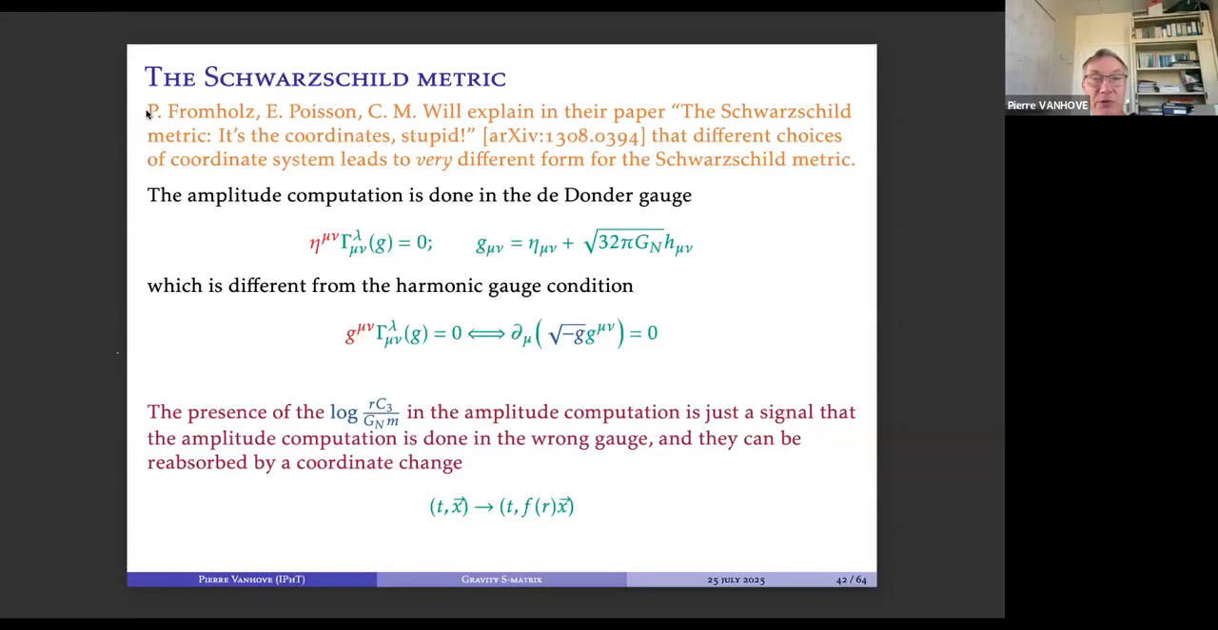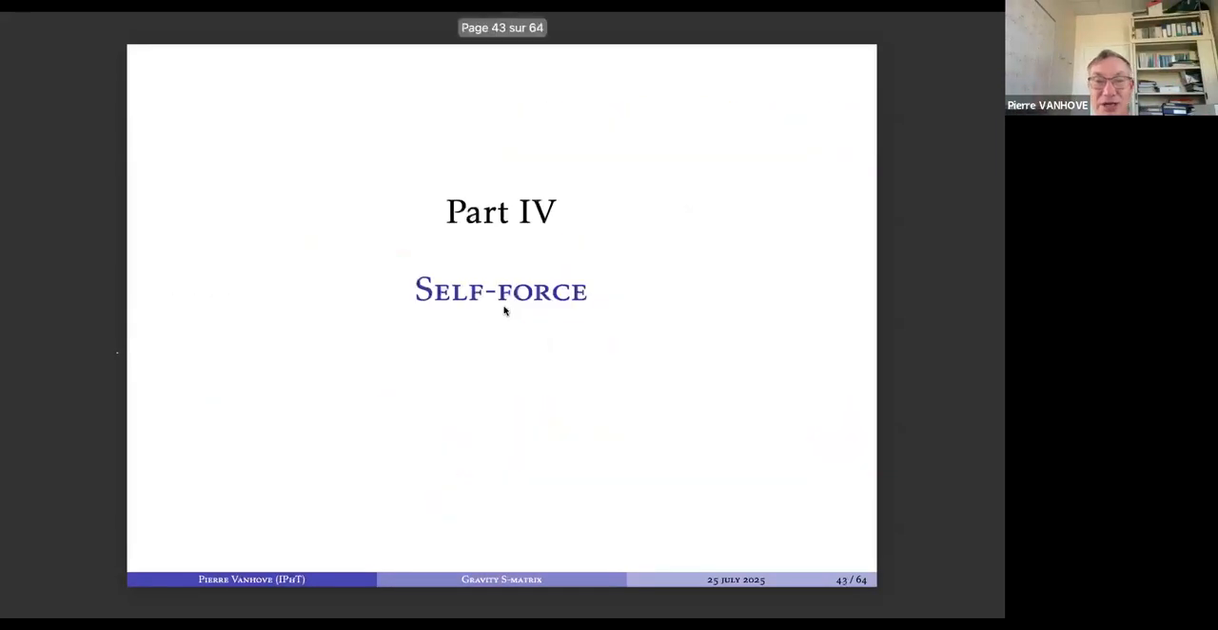And in fact, if you have never read it, I advise you to read the paper by Eric Poisson and Clifford Will with the title "The Schwarzschild Metric: It's the Coordinates, Stupid." I give the reference here. It explains exactly that there is a way to write the Schwarzschild metric in a form that you don't even recognize as the Schwarzschild metric, but it's totally equivalent. It's a different choice of gauge.